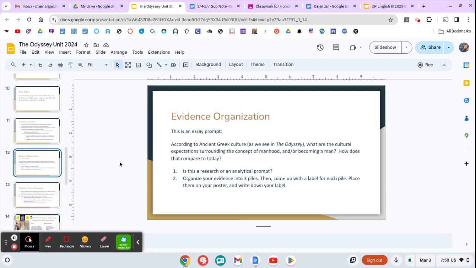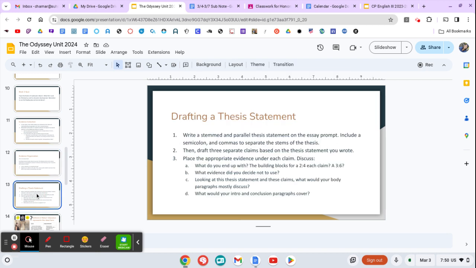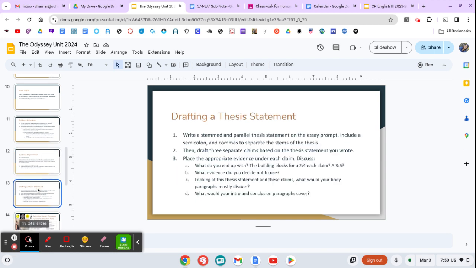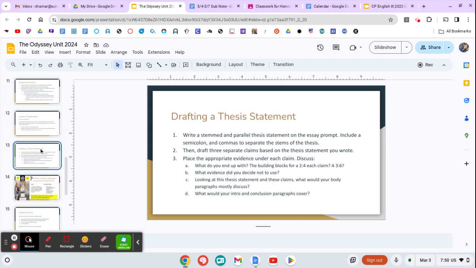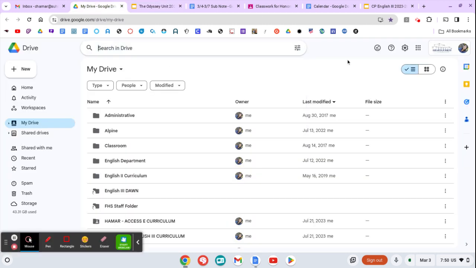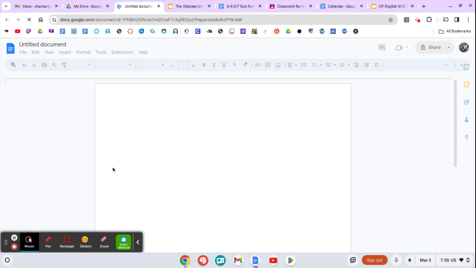All right, and then 12, we did this already. We looked at the prompt. The prompt is on slide 12. Remember, we're imagining that we are responding to this prompt in an essay. And then slide 13 has directions on how to draft a thesis statement as well. So you're definitely going to spend the most time on 12 and 13, or mainly 13 today in your groups as you're working on your outline. I'm going to do one more thing for you guys, and that is just a quick refresher for outlining.